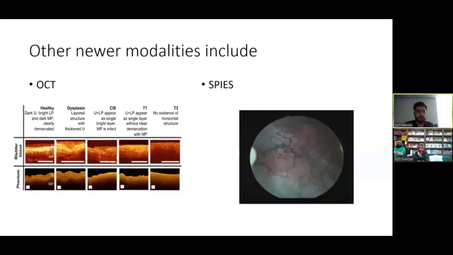Even newer modalities include optical coherence tomography, which is a real-time, non-invasive technique in which we can easily pick up changes in the microstructures of the bladder wall. And SPIES, the Storz Professional Image Enhancement System, which also increases the contrast and brightness of the setting, and helps pick up lesions which are otherwise missed by the common eye.